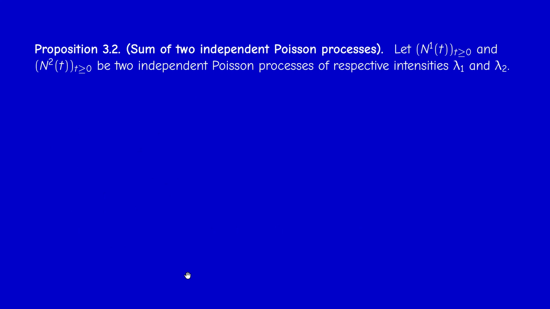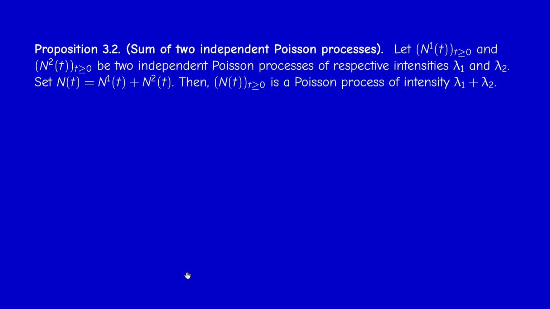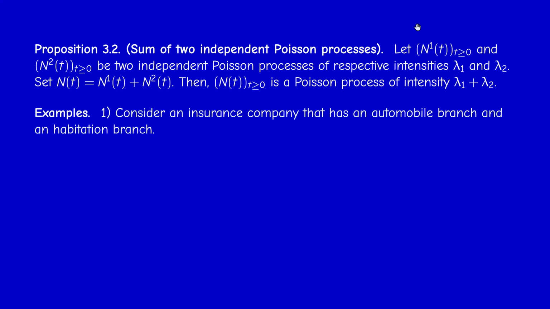And now I will end with a useful result about the sum of two independent Poisson processes. If we have two Poisson processes, capital N1 and capital N2, with intensities lambda 1 and lambda 2, both homogeneous, and we consider the process which is their sum, capital N equals N1 plus N2, what can we say about it? The answer is that the sum is also a Poisson process, and its intensity is the sum of the intensities. You can try to prove that if you want, but it has some useful applications in the insurance industry.